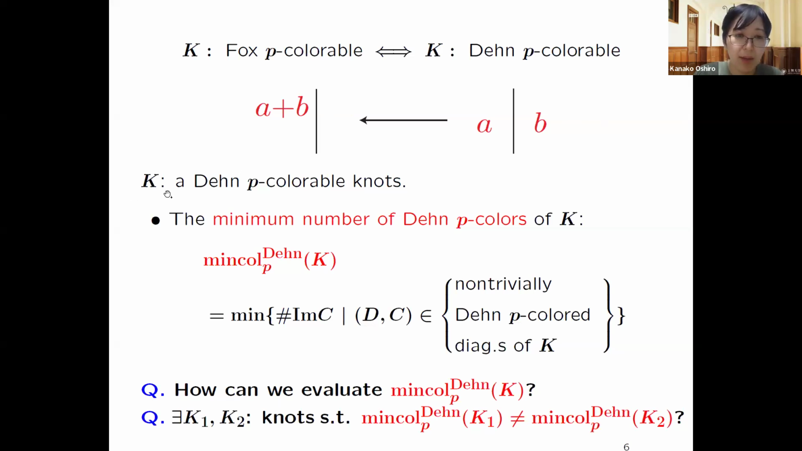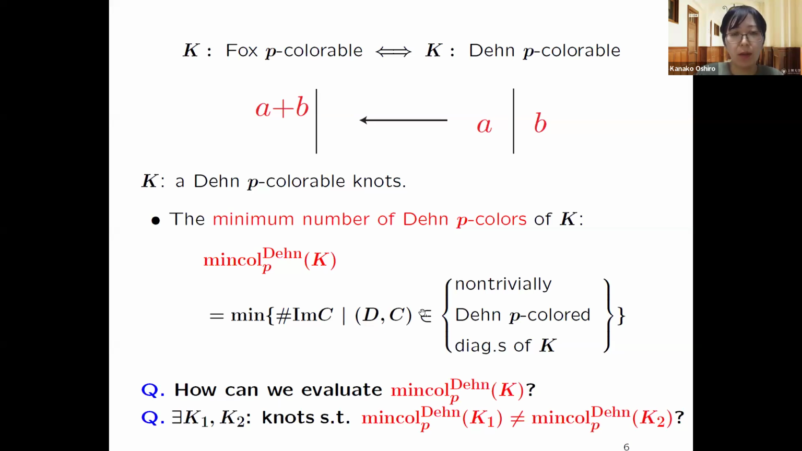And let K be a Dehn p-colorable knot. The minimum number of Dehn p-colors of K is denoted like this, and this is defined by the minimum number of distinct colors of Z_p which gives non-trivially Dehn p-colored diagrams of K.